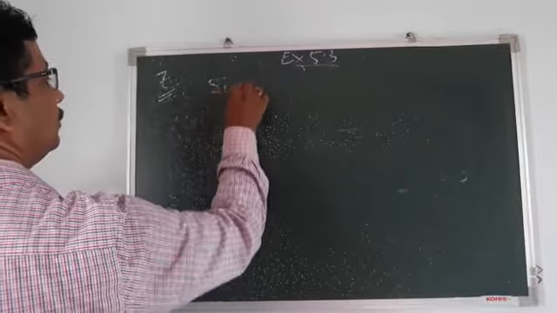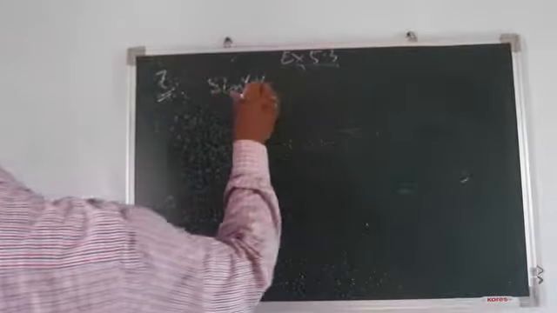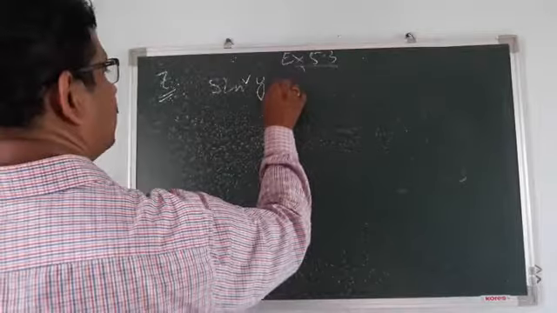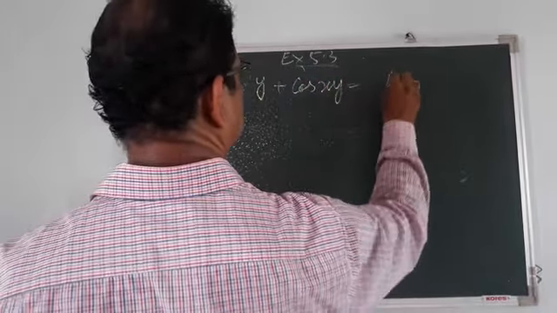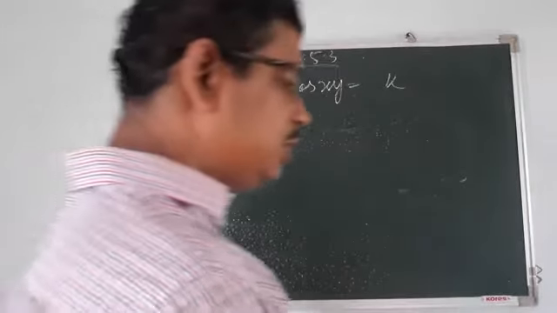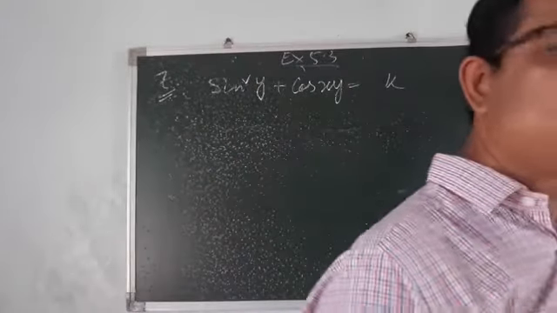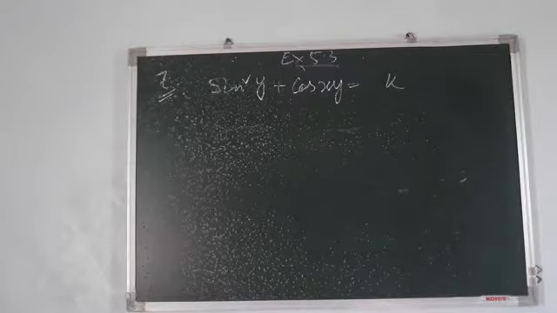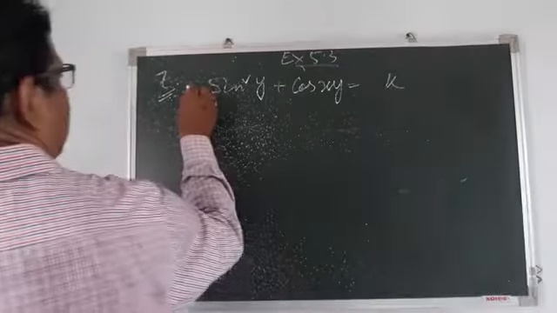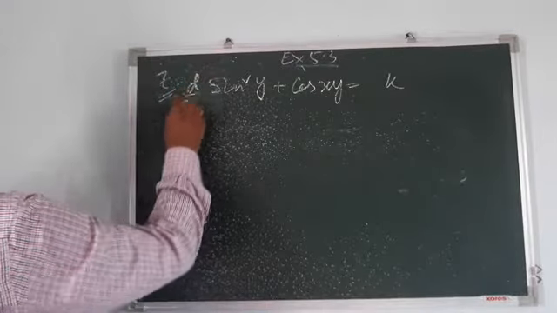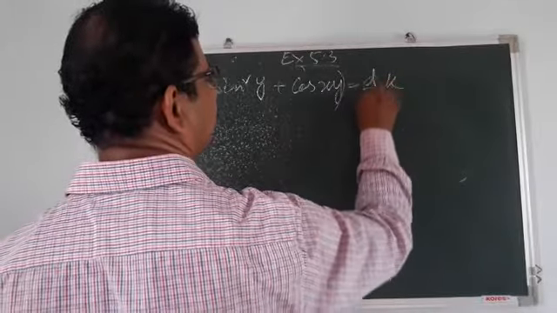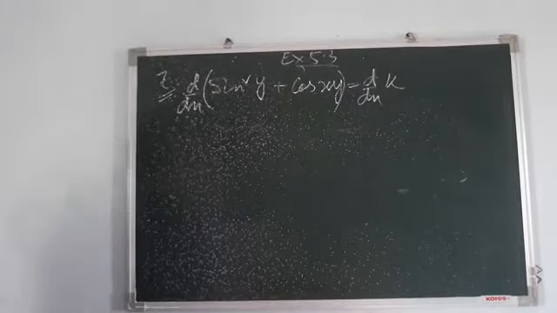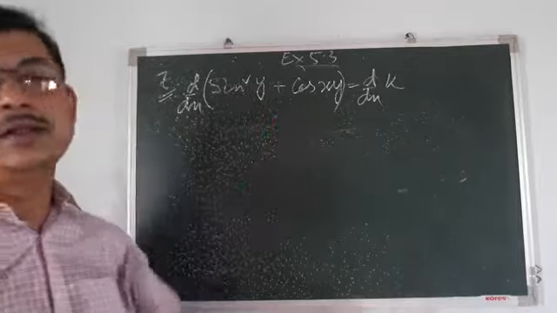Sine square y plus cos xy is equal to k. So this is our question number 7, and what we have to find is dy/dx. As usual, what will we do? We will take d/dx on both sides. We have taken d/dx on both the sides.